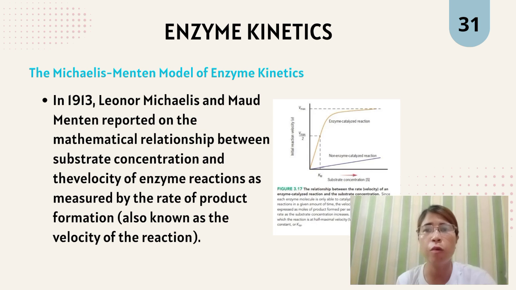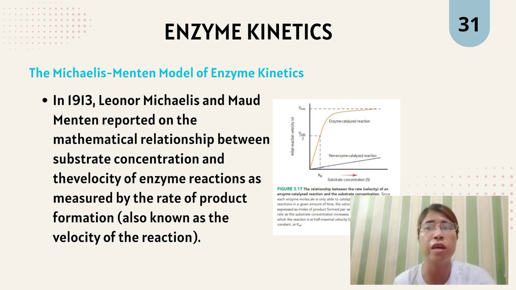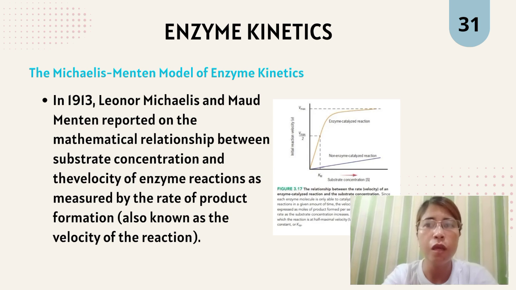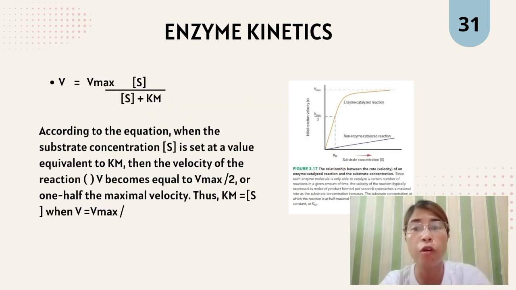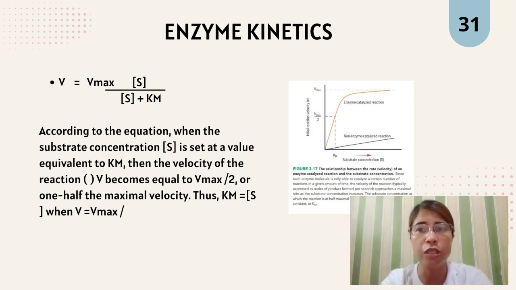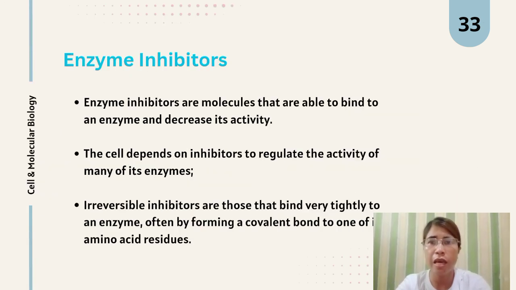So V is equal to Vmax S over S plus Km. According to the equation, when the substrate concentration S is set at a value equivalent to Km, then the velocity of the reaction V becomes equal to Vmax over 2. Makikita po natin dyan sa picture yung relationship between the rate, yung velocity of an enzyme-catalyzed reaction, and the substrate concentration.